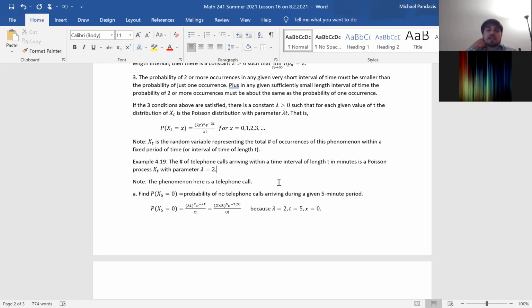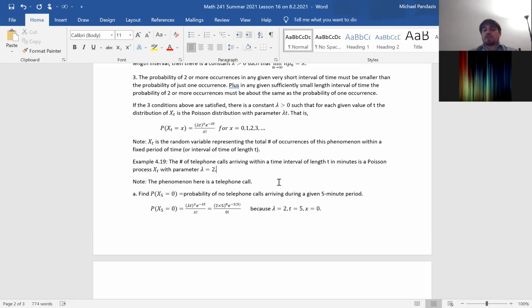So that's what x of t means, right? And you can change the length of time. Instead of t equals 10, it could be any value of t, right? So for each value of t, you have a separate Poisson random variable x of t representing the number of telephone calls received in any time interval of length t. Does that make sense? Yeah. Okay.